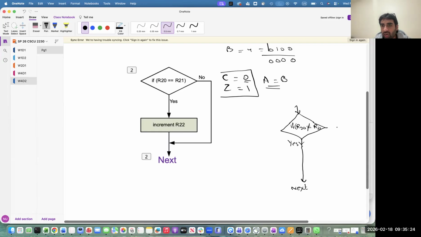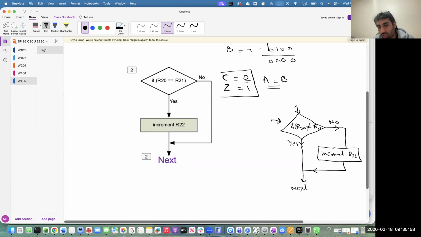And if this condition is not true, which means R20 is equal to R21, then increment R22 and then go to the next instruction, right? So what did I do here basically? I did nothing, but I just used a condition here.